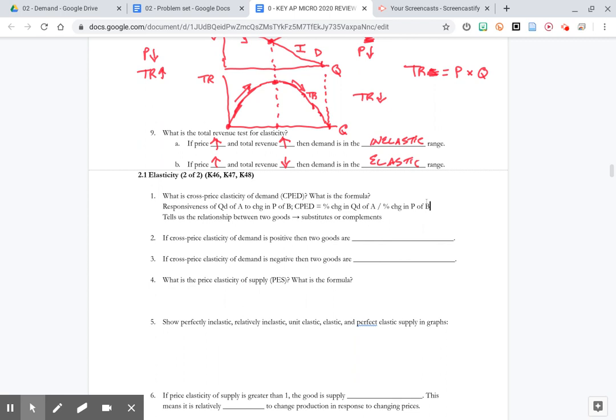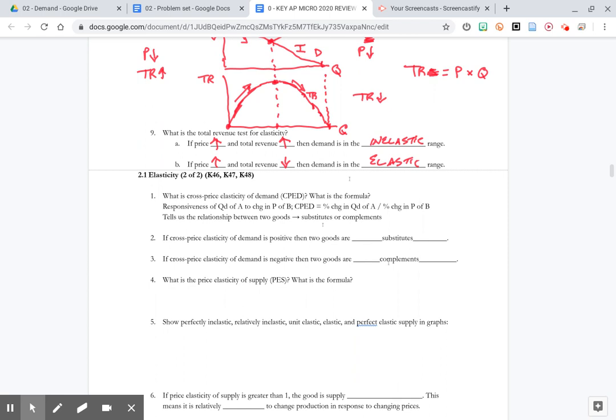So let's think about an example. If the price goes up of one product, and then you buy a whole lot more of the other product, these are both positive values. You had a positive percent change in price and a positive change in quantity demanded, then that tells us that these two goods are substitutes for each other, because when one goes up in price, you buy more of the other. On the other hand, if the CPED is negative, then the two goods are complements.